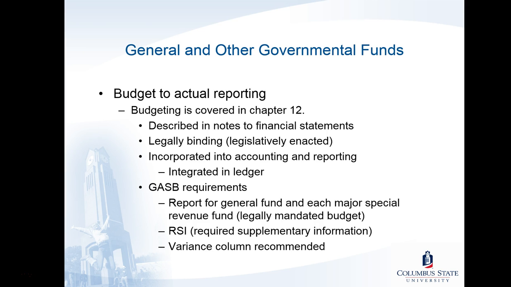So the city commission or the county commission or the state legislature will adopt a budget, and that becomes a legal binding document that is incorporated into the accounting and reporting system or integrated into the ledger. As far as GASB requirements, we report for the general fund and each major special revenue fund its legally mandated budget. We also include information in the required supplementary information, and we recommend a variance column so you can see the variance from actual to budget.